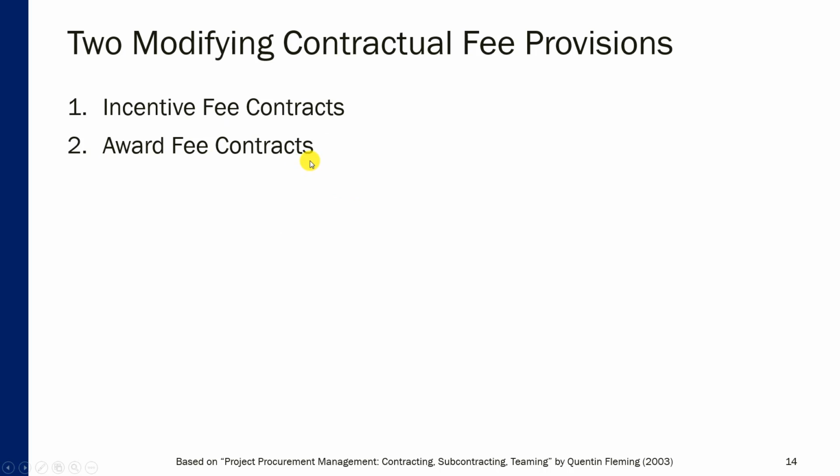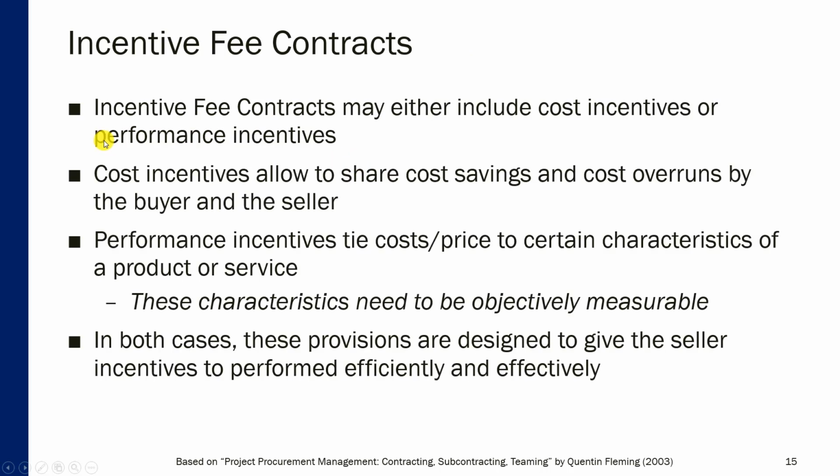So let's talk about incentive fee contract modifications and award fee contract modifications in more detail. Incentive fee contracts may either include cost incentives or performance incentives. Cost incentives allow the buyer and the seller to share cost savings and cost overruns. For example, the buyer and the seller may agree on the following fixed price, $100,000.